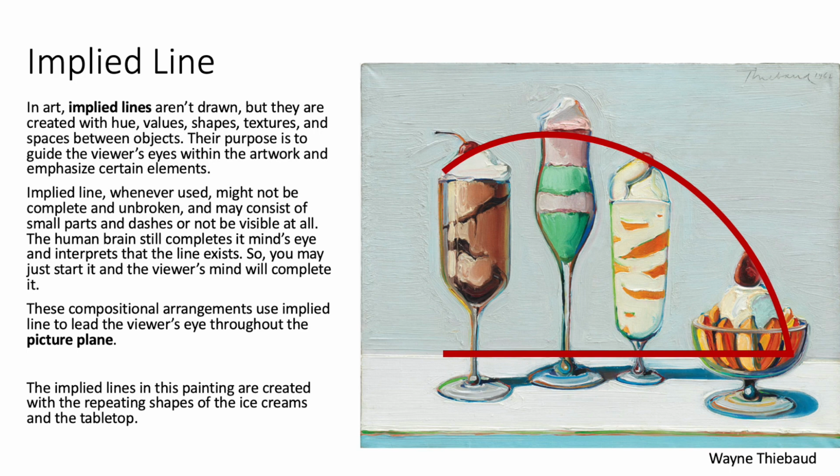Implied line. In art, implied lines aren't drawn, but they are created with hue, values, shapes, textures, and spaces between objects. Their purpose is to guide the viewer's eye within the artwork and emphasize certain elements.